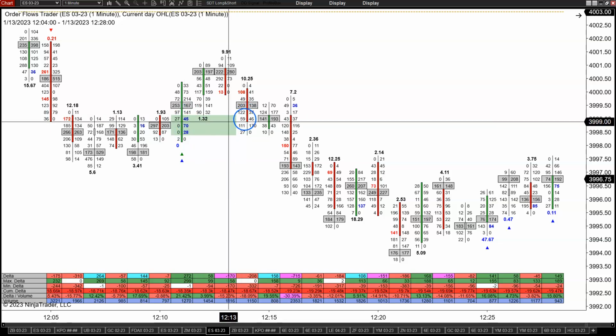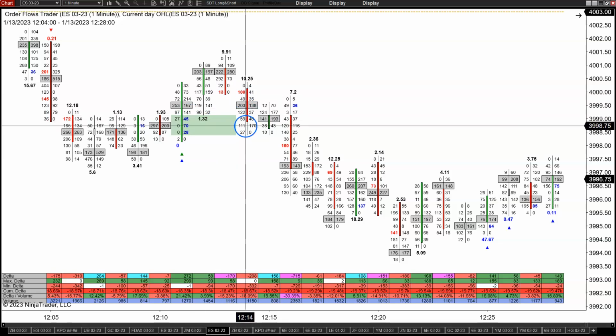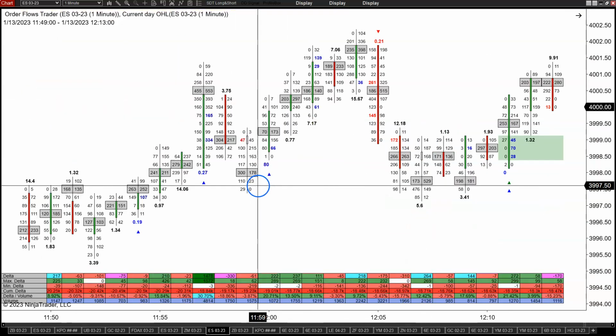Okay, and did it hold? Well, it forms a level, basically an area of potential support. And you can see it came down in there and traded there over the next 3 minutes.